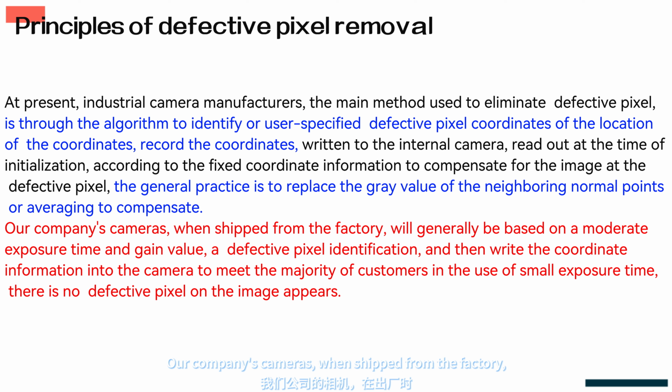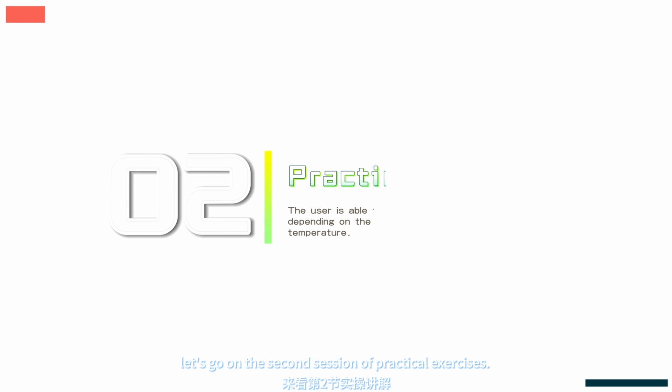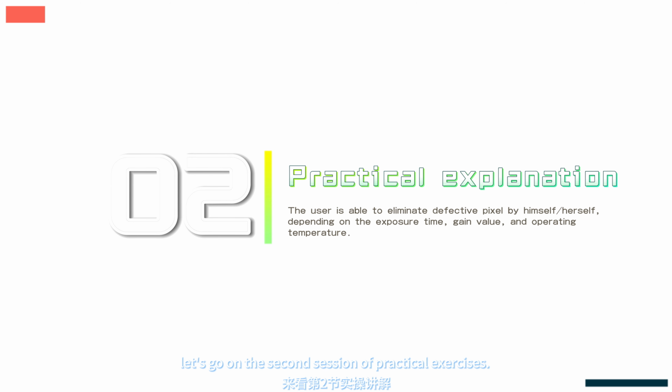Our company's cameras, when shipped from the factory, usually have the defective pixels identified once according to a moderate exposure time and gain value. Then the coordinate information is written into the camera, which satisfies most customers so that no defective pixels appear on the image. They may still appear when used under small exposure times. Let's go on to the second session, practical exercises.